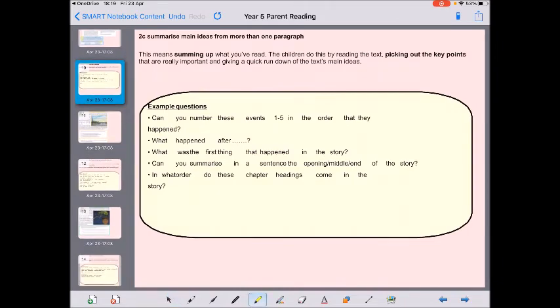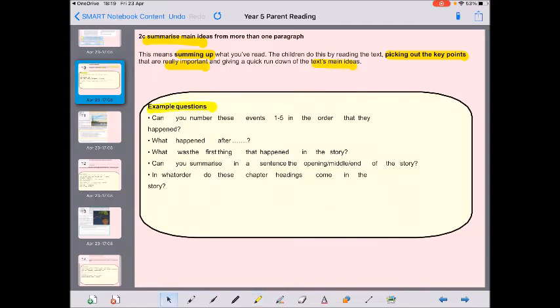Next we have reading domain 2C, which is summarise main ideas from more than one paragraph. This means summing up what has been read. The children do this by reading the text, picking out the key points that are really important and then giving a quick rundown of the text's main ideas.